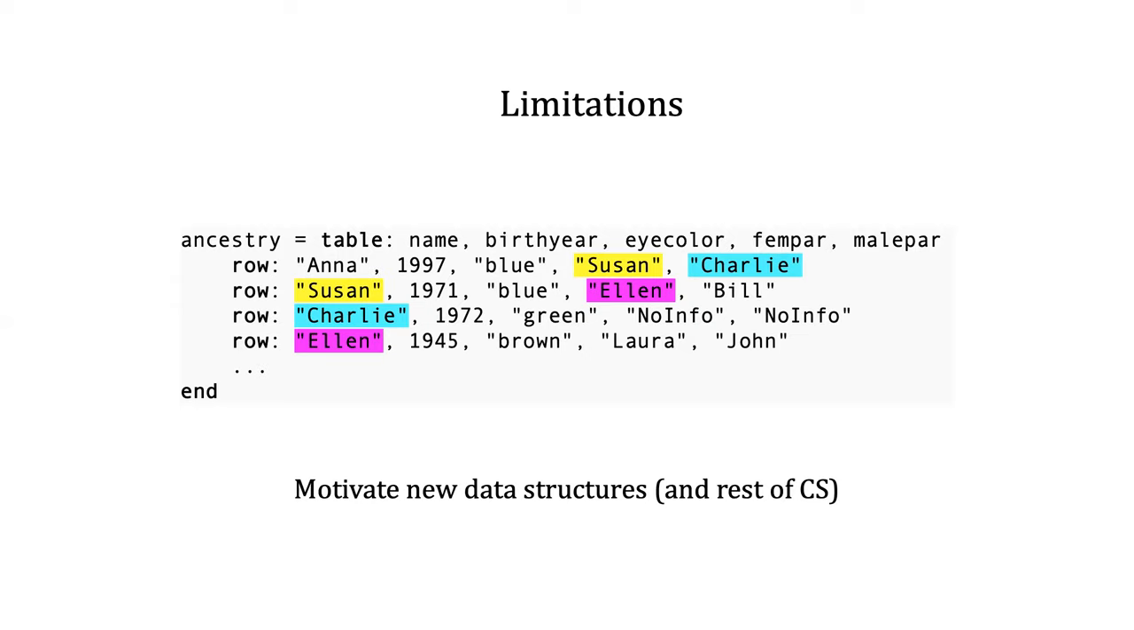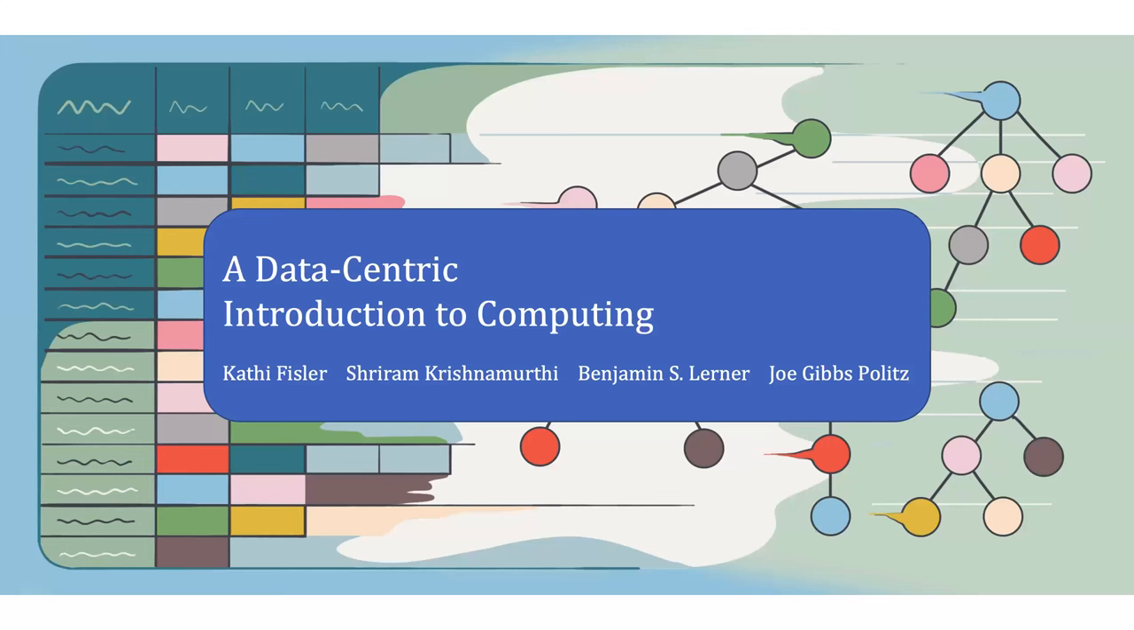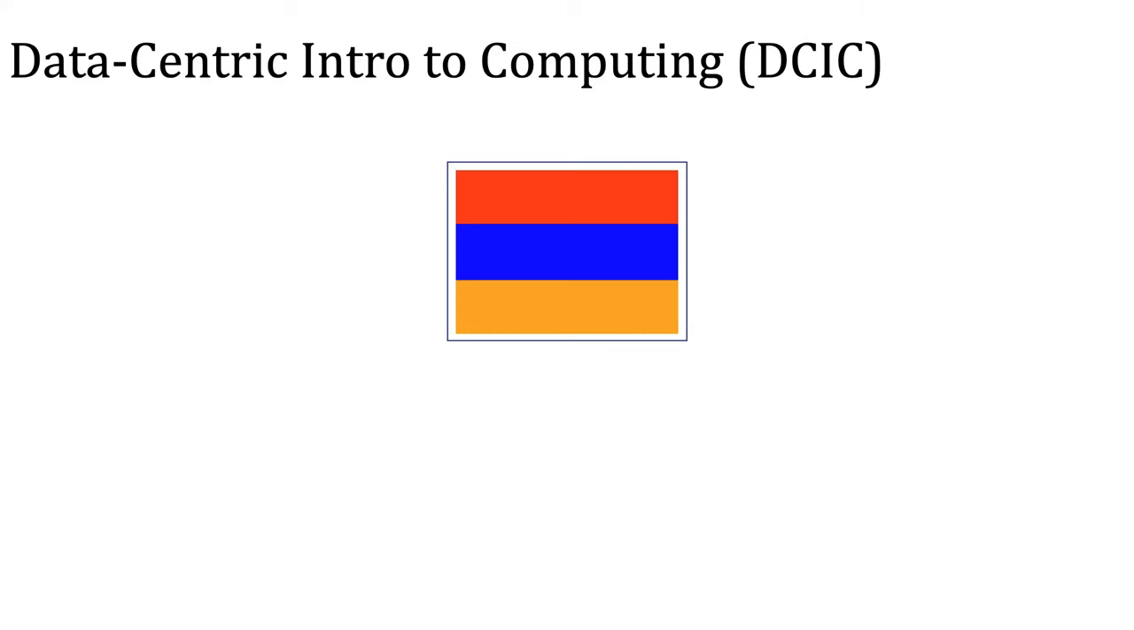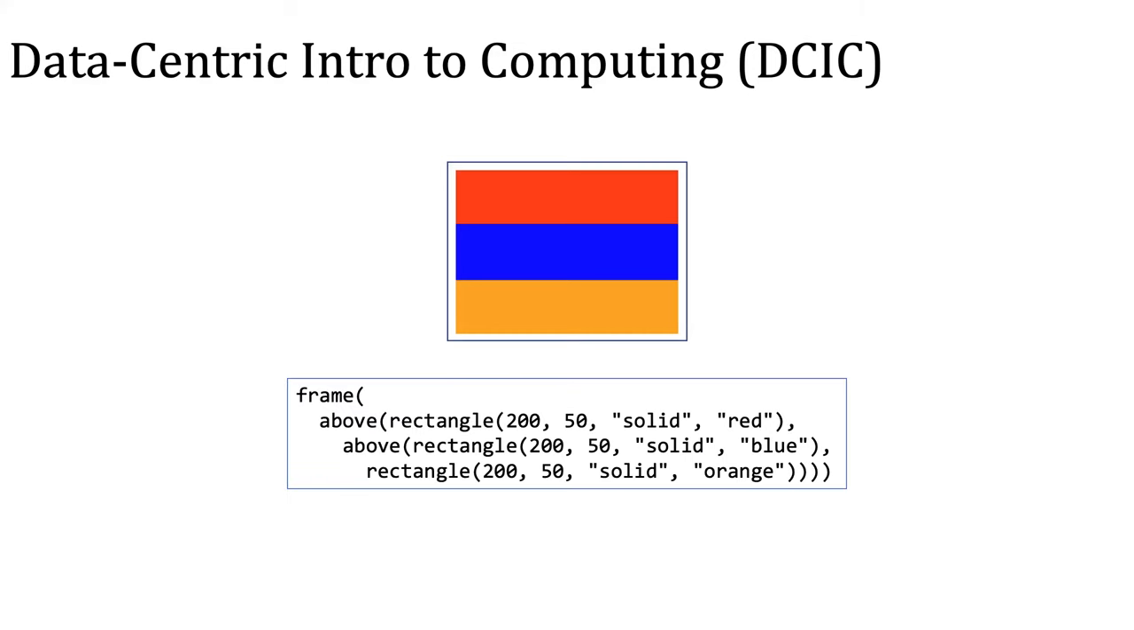So this is an approach that we call a data-centric introduction to computing. This is the cover of our book. We actually don't start with tables, which is the impression you might have gotten until now. We actually start with images. So we get students to write programs with images.